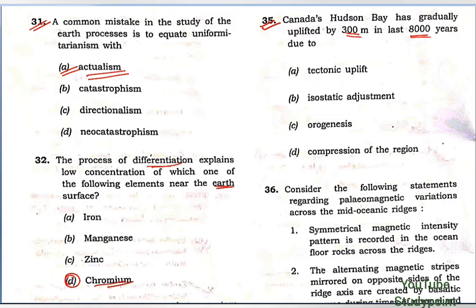This question is a bit tricky, but for the given time period we concluded that at the time of post-glaciation or sea level increase, the Hudson Bay was covered with an ice sheet, and at that time period the ice sheet melted. So as a result, what happened? Maybe isostatic adjustment occurred, that's why the bay uplifted by 300 meters. Right answer is option B, isostatic adjustment.